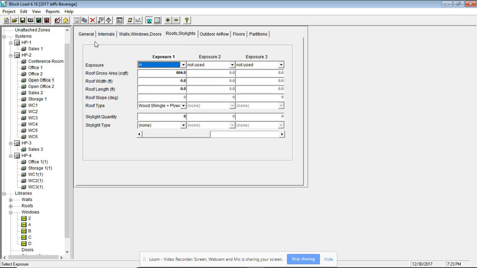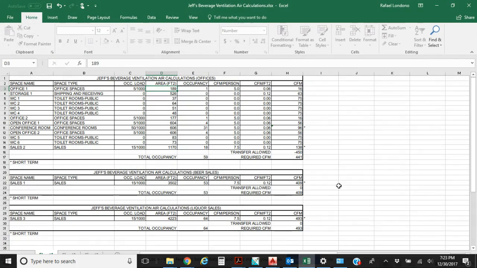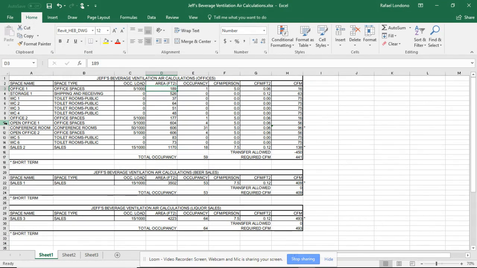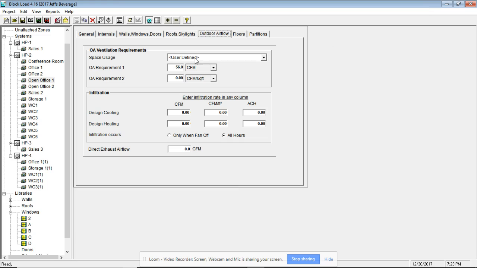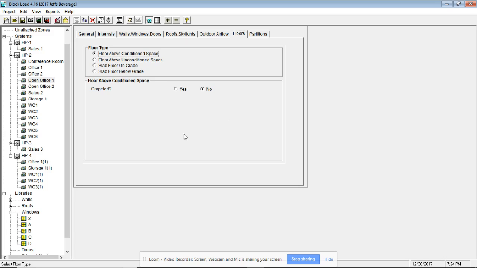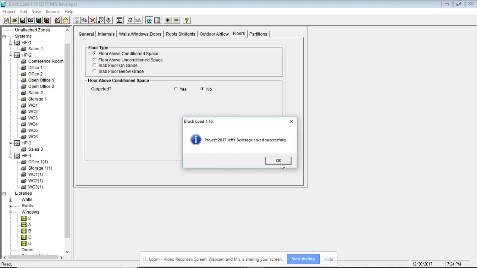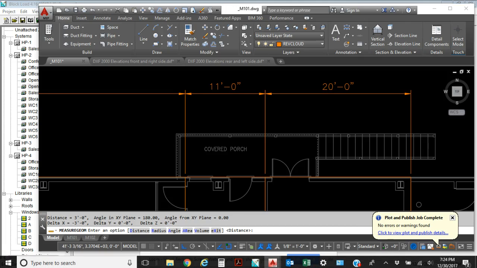Roof and skylights. It does have a horizontal roof. That's the same size, 604 square feet. Outdoor airflow, 56 CFM. Let's check the spreadsheet on that. I deliberately left some of this stuff wrong so I could fix it and show how it's fixed. 56. 56. Floor. Again, this is floor above conditioned space because it's on the second floor of a fully conditioned building. So when I click here, this number disappeared because it doesn't matter. Save. Open office number 2. Well, let me show you what those spaces are.